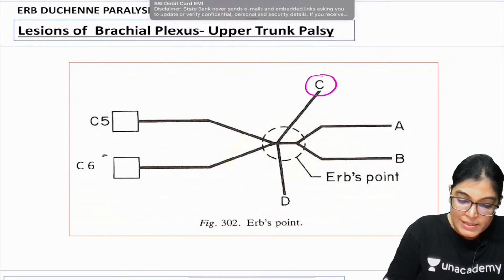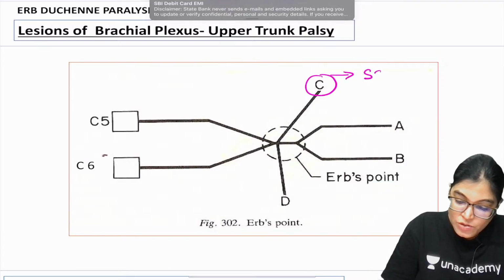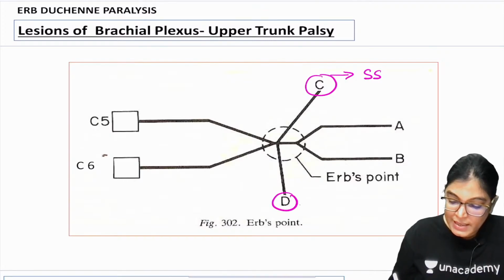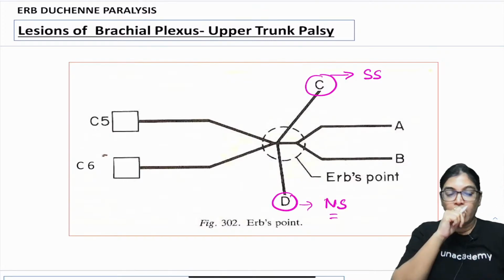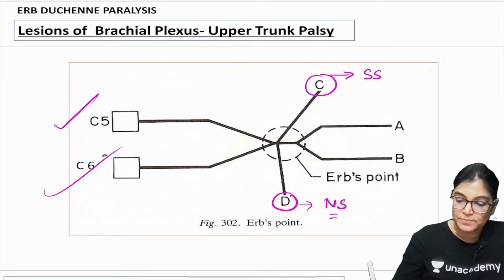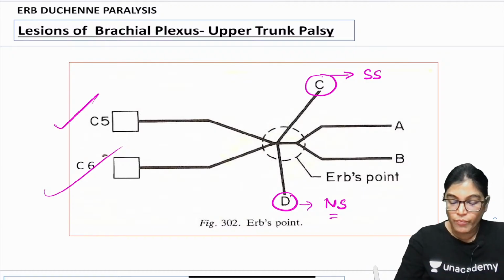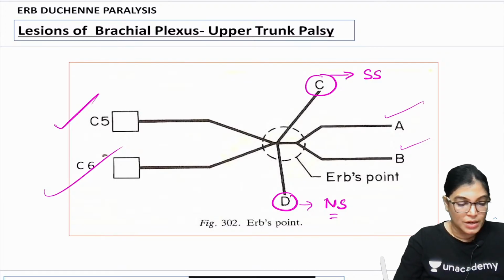What is C? C is SS, suprascapular nerve. What is D? D is nerve to subclavius. See here, the nerves which are affected in upper trunk palsy are C5, C6, anterior and posterior division, and this is suprascapular and that of nerve to subclavius.